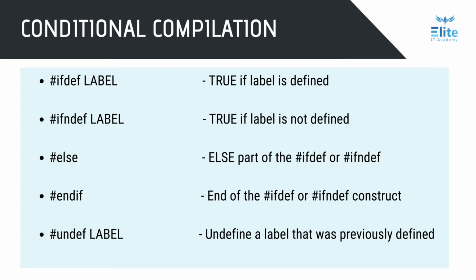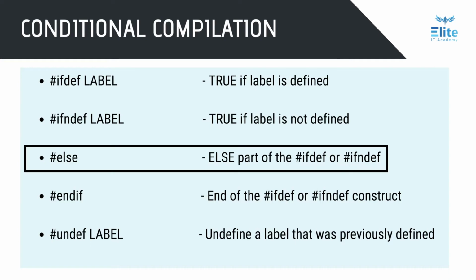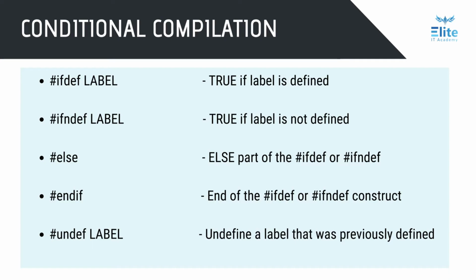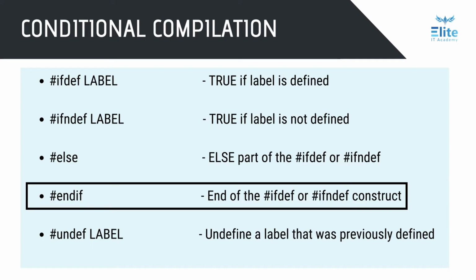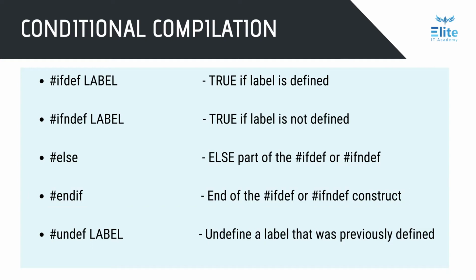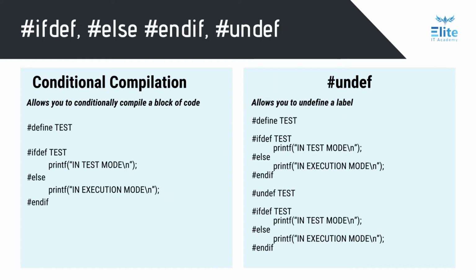The above directive can have a hash else directive that will be executed if the hash ifdef or the hash ifndef condition is false. The entire conditional compilation construct ends with a hash endif compiler directive. Within each of these directives, you can provide code that will be conditionally compiled. For example, if the symbol test is defined, then the statements within the hash ifdef will be compiled, and the statements within the hash else will not be compiled. Finally, the hash undef directive undefines a defined symbol.